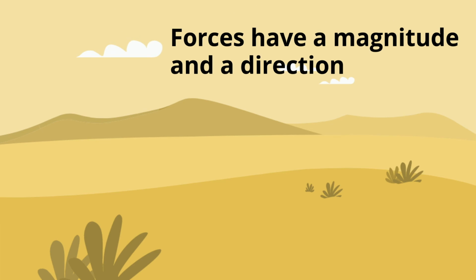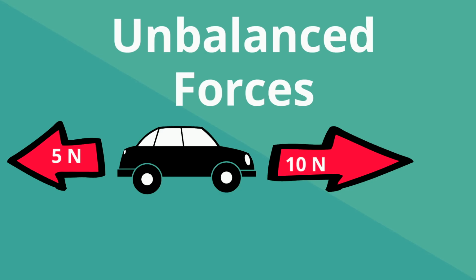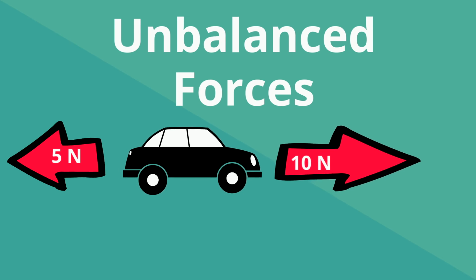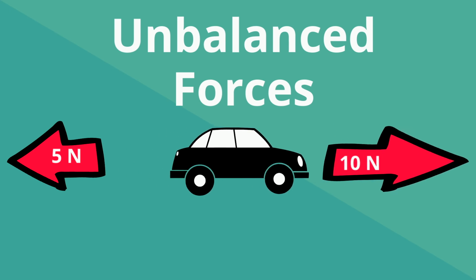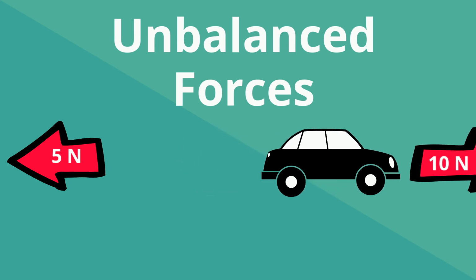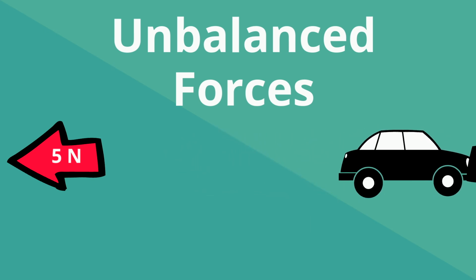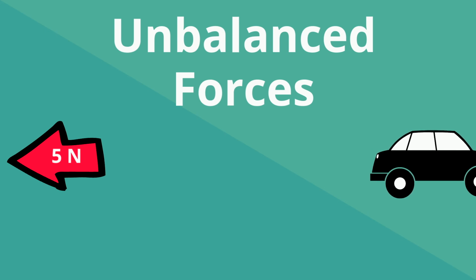Unbalanced forces are not equal, and they cause the motion of an object to change. When two unbalanced forces are exerted in opposite directions, their combined force is equal to the difference between the two forces. The magnitude and direction of the net force affects the resulting motion. This combined force is exerted in the direction of the larger force.